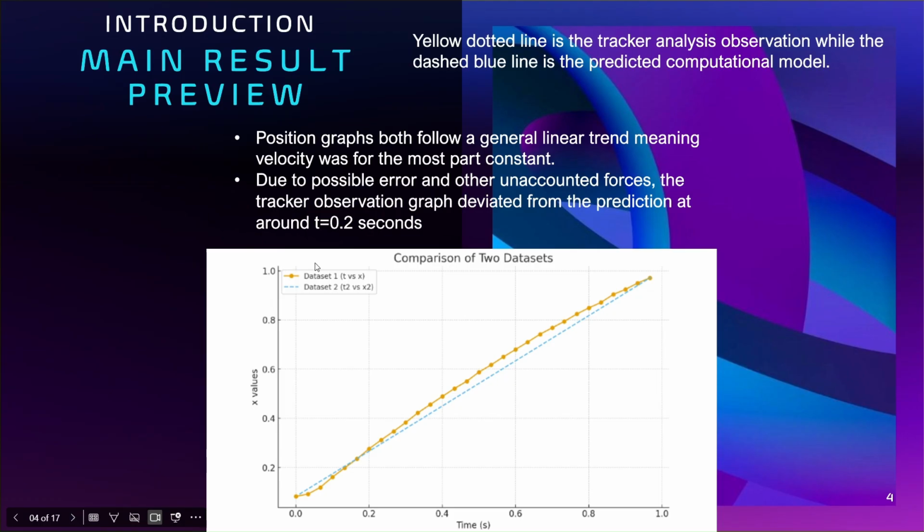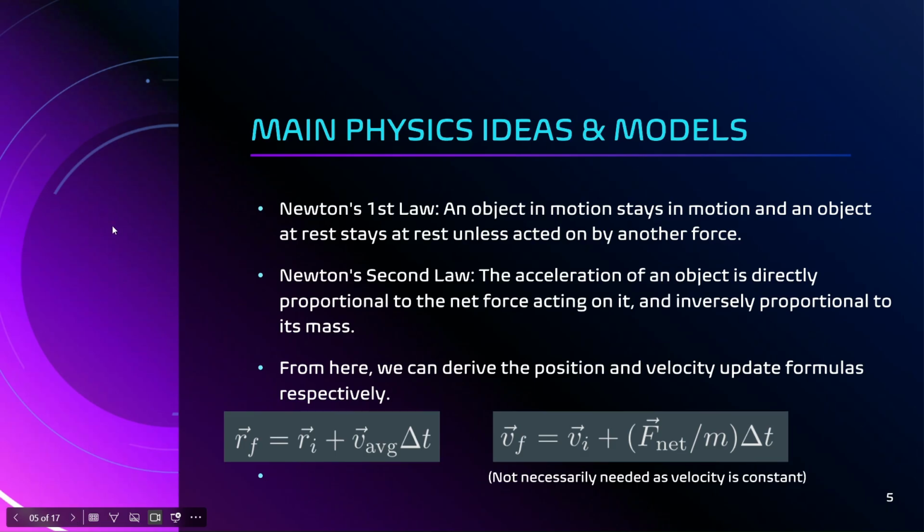So basically, this was my overall results. The blue data set is the computational model. It's more smooth because it's perfect calculations. The tracker is the yellow dotted line. It varies a little bit because of possible error, but overall they were for the most part similar and had a general trend. So once again, we're going to be mainly using this because our position is changing, but we're not going to need this because velocity stays the same.